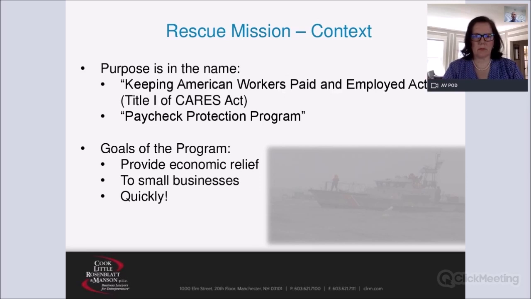The second goal of the program was to provide that relief to small businesses. We'll talk a little bit more about that in just a minute. But the focus was intended to be on the smaller businesses rather than the larger businesses in the economy, anticipating that it was going to be the smaller mom and pop operations, or maybe larger small businesses, that were going to suffer mostly from the impacts of the social distancing and all of the other rules that have been imposed in connection with COVID-19.